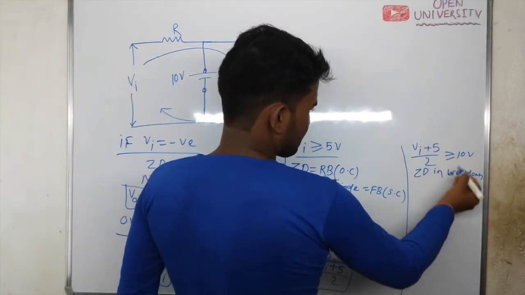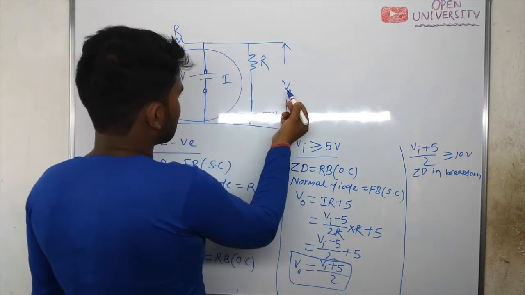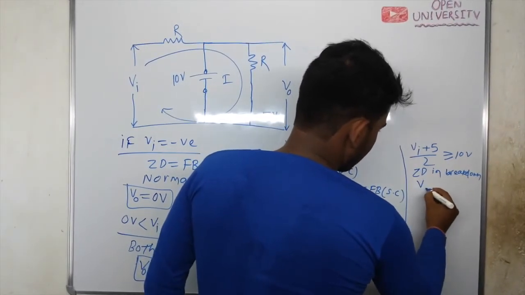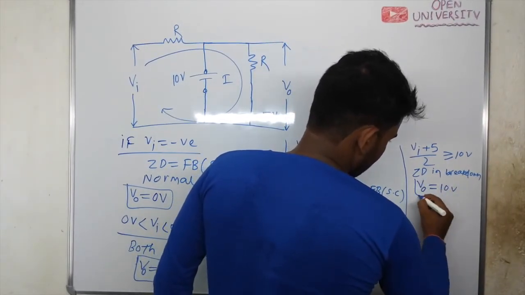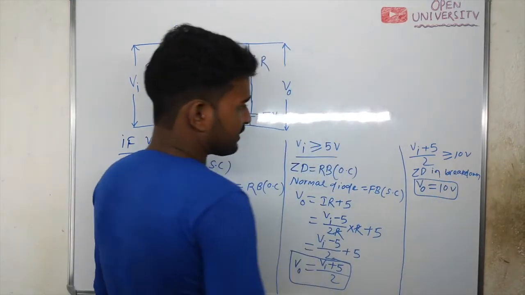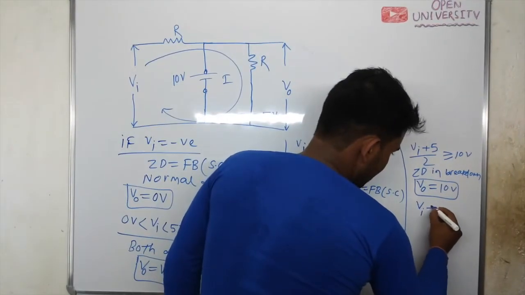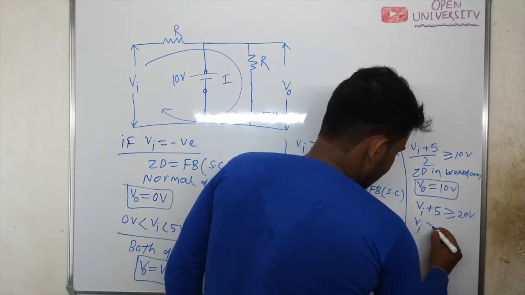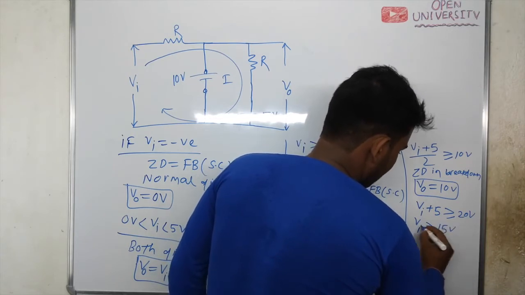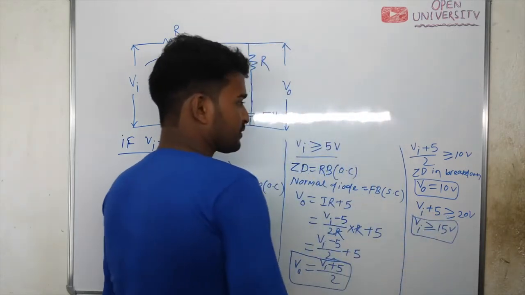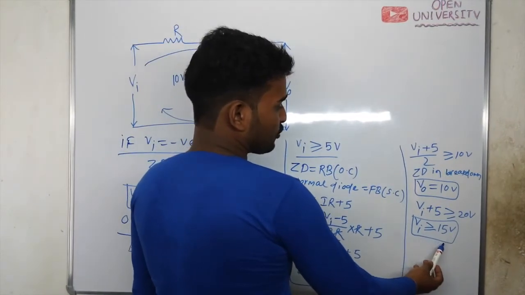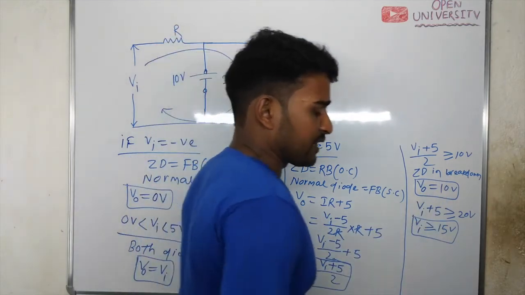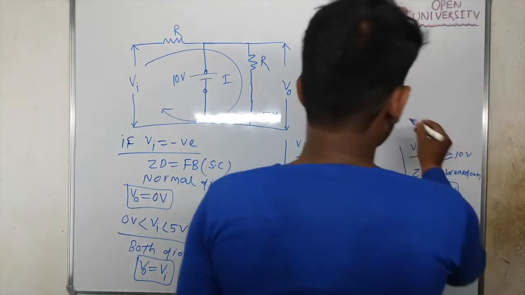Now, what is the output voltage? The output voltage will be 10 volt. Vi plus 5 by 2 greater than or equal to 10 volt means Vi plus 5 is greater than or equal to 20 volt. So Vi is greater than or equal to 15 volt. So this is the condition. When the input voltage is greater than or equal to 15 volt, your Zener will break down and the output voltage equals 10 volt. So now plot the transfer characteristics.